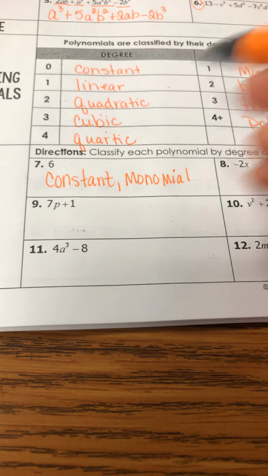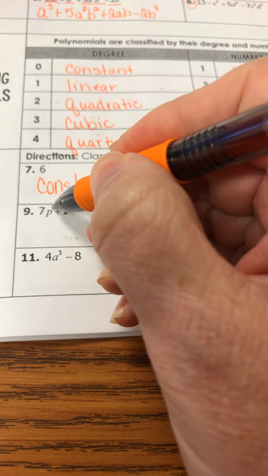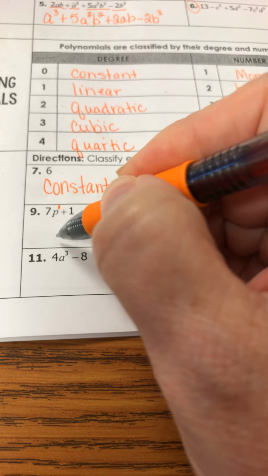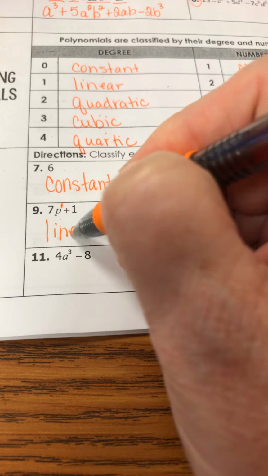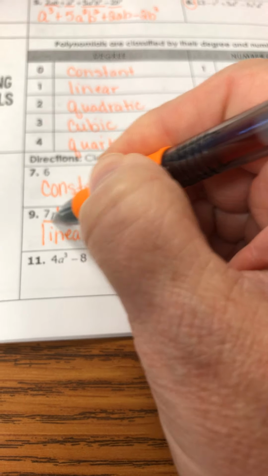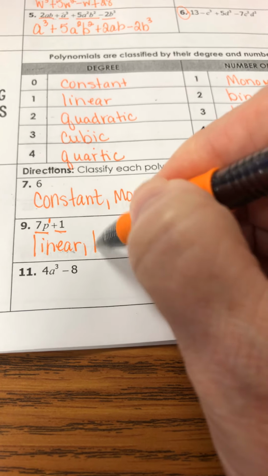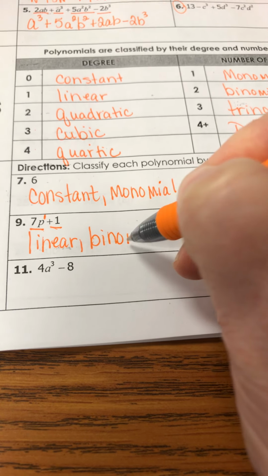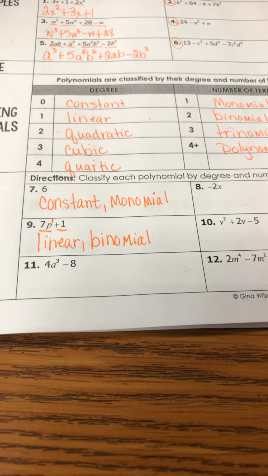Let's look at number 9. You got 7p plus 1. Okay, the largest exponent is p to the first power. So that's going to be a degree 1. We call that linear. Now notice I have 7p and positive 1. That's 2 terms. 2 terms is a binomial. So we have a linear binomial.